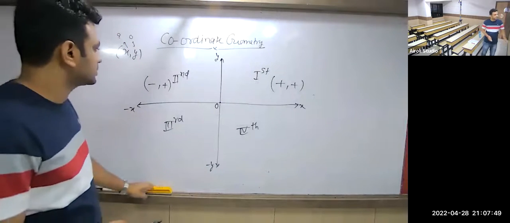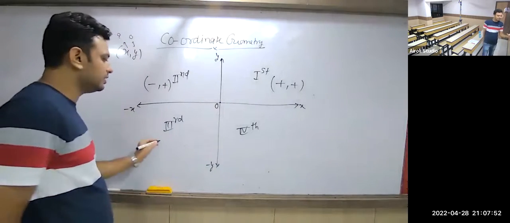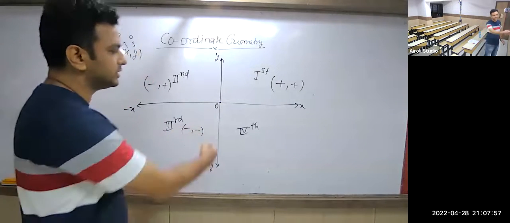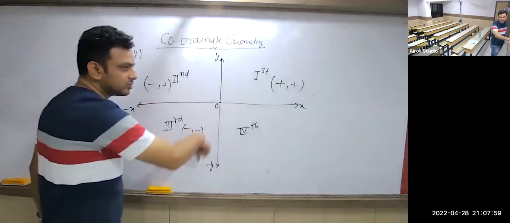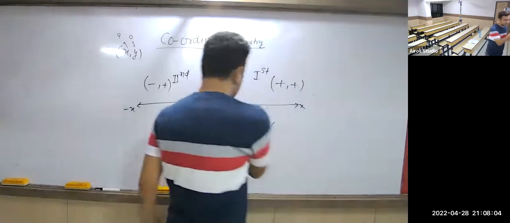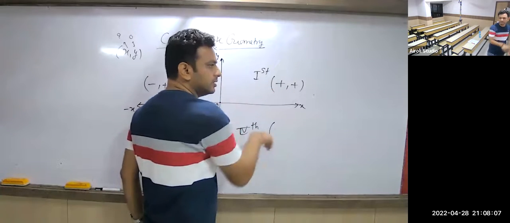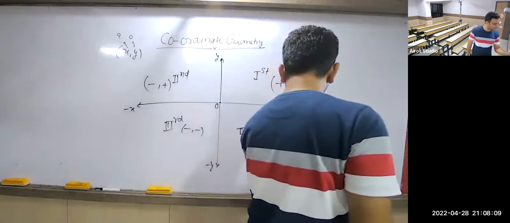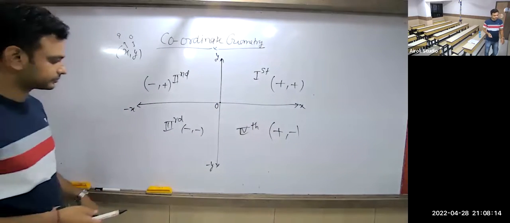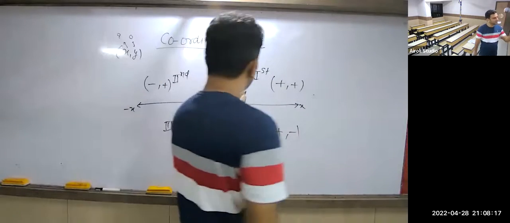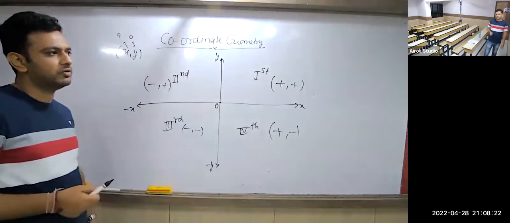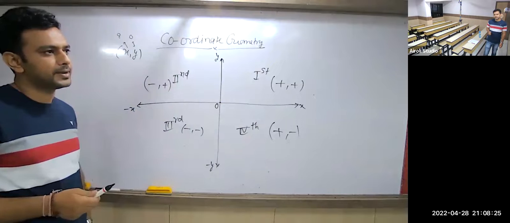A point lying in the third quadrant will have signs negative and negative. Both x and y will be negative. For the fourth quadrant, x will be positive but y will be negative, so it will be plus and minus. Got it? So if a point has coordinates (-2, -5), in which quadrant will it lie?